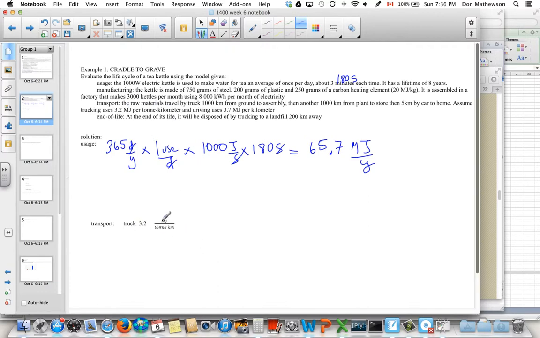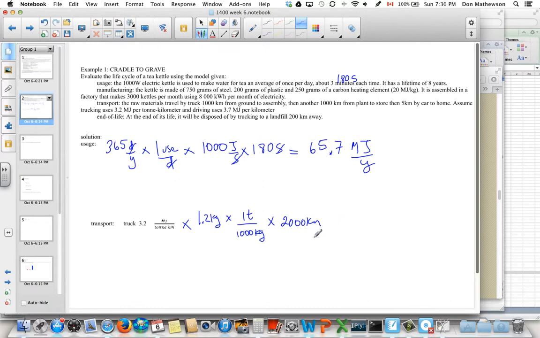So for every ton moved a kilometer, there's 3.2 million joules. We have a 1.2 kilogram kettle if we add up the steel and the plastic and the carbon that go into making it. The cost of transport is given in tons, so we're going to divide by 1,000 to convert kilograms to tons. And then we got a total of 2,000 kilometers here. We got 1,000 kilometers for the raw materials to be assembled, and then another 1,000 kilometers to finally reach the store. So that's 2,000 kilometers of truck transportation.